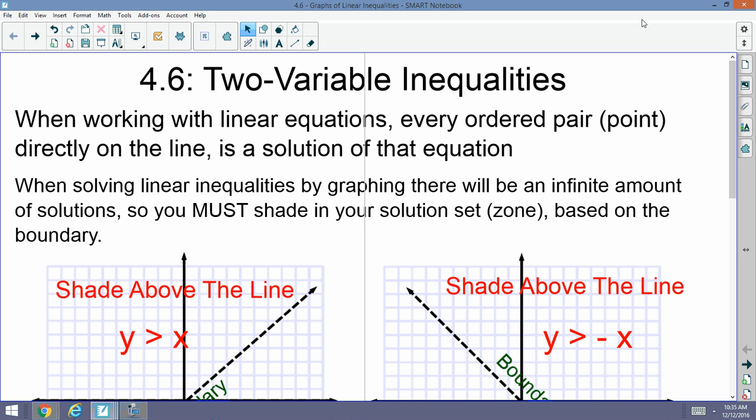Today we're solving inequalities with two variables. Whenever we have two variables, an x and a y, that means that there's going to be some sort of a graph. But remember, when x is raised to the power of 1, it's linear. So these are all linear inequalities.